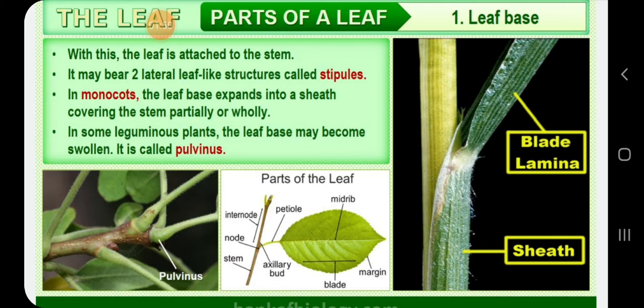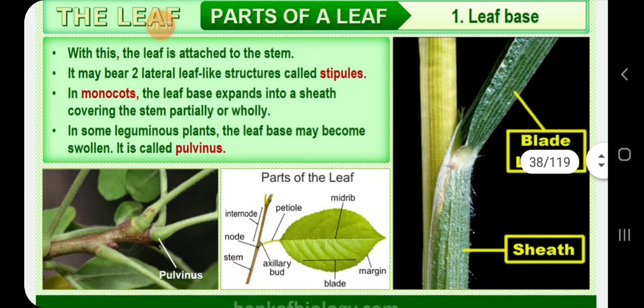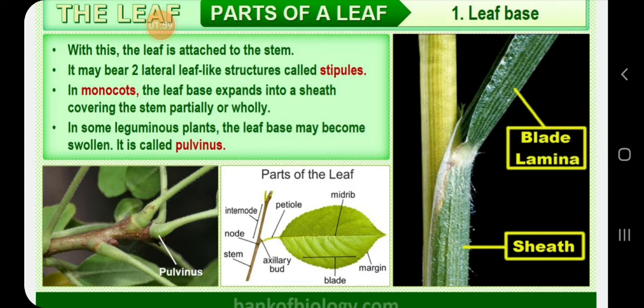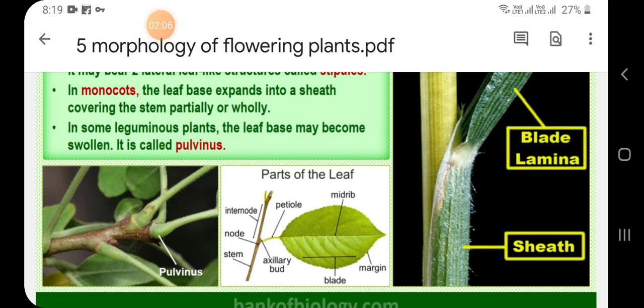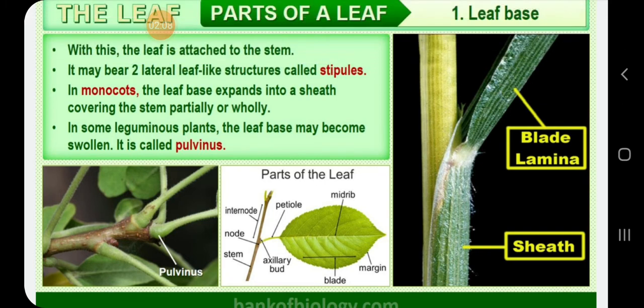In monocots, the leaf base expands into a sheath covering the stem partially or wholly. For example, here in the right side picture you can see that the stem is partially covered with the leaf sheath. In some leguminous plants, the leaf base may become swollen. Here you can see there is a pulvinus. It is called pulvinus.